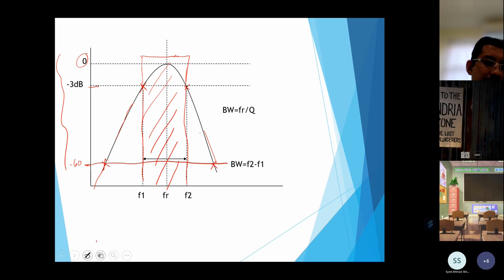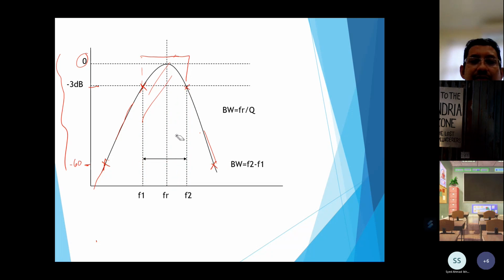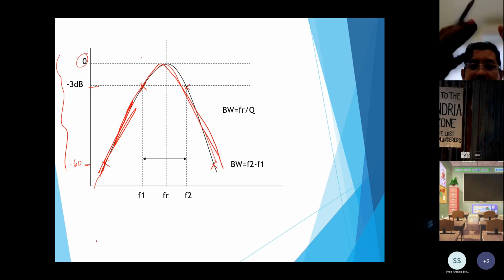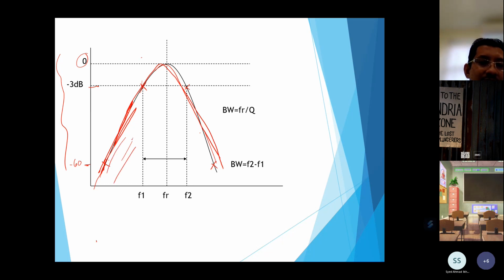Tetapi dalam dunia sebenar, dalam dunia sebenar dia tidak seperti ini. Okay, yang mana frequency response curve itu dia akan ada skirts like this. Ini kita panggil dia punya skirts, dia punya skirts itu landai sedikit lah. Okay, yang mana bahagian ini kita nak buang, bahagian ini sebenarnya we want to remove this one. If you see from here actually we want to remove this side.